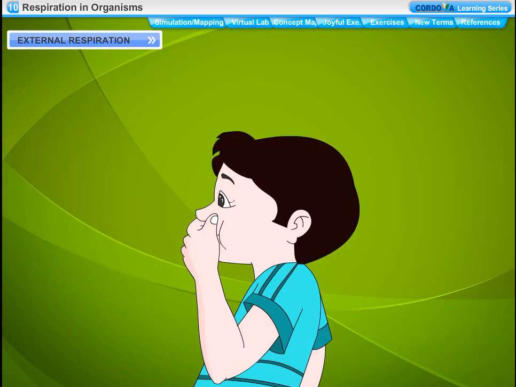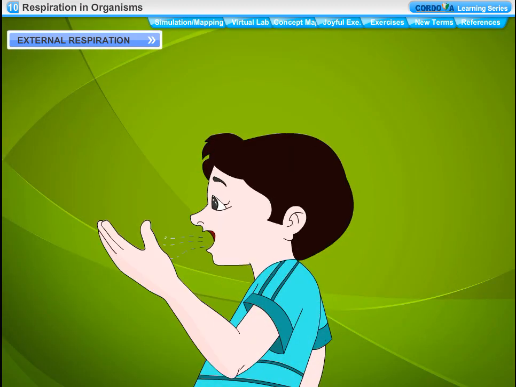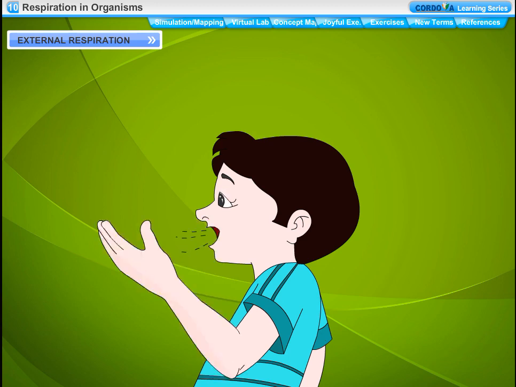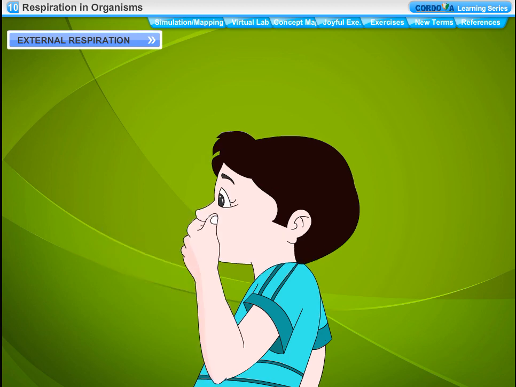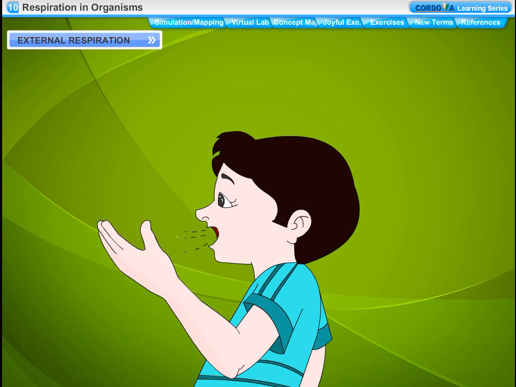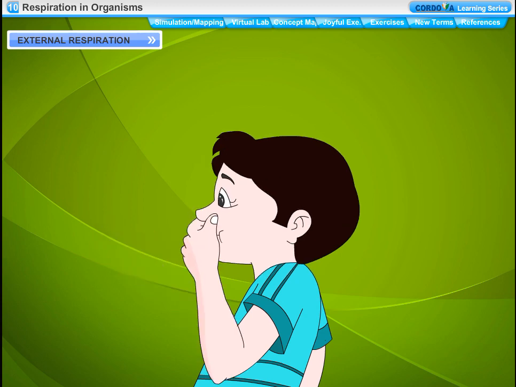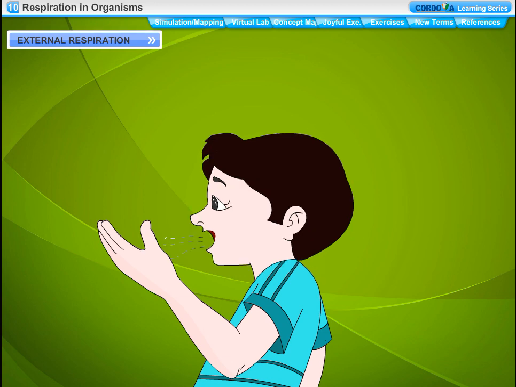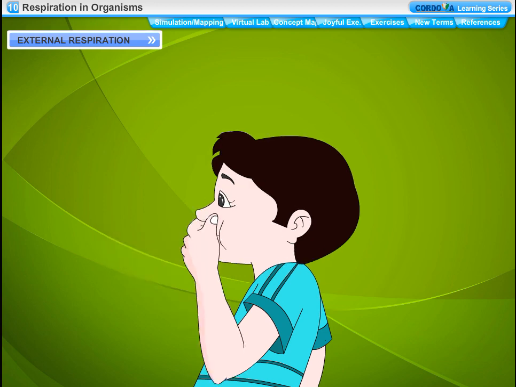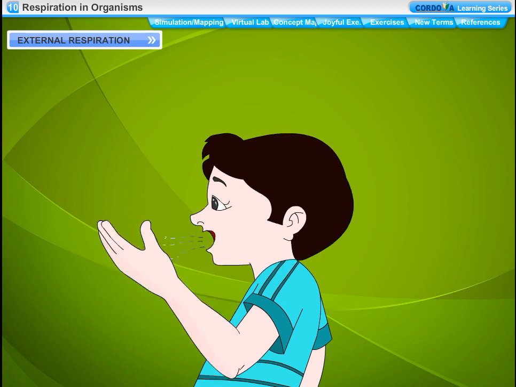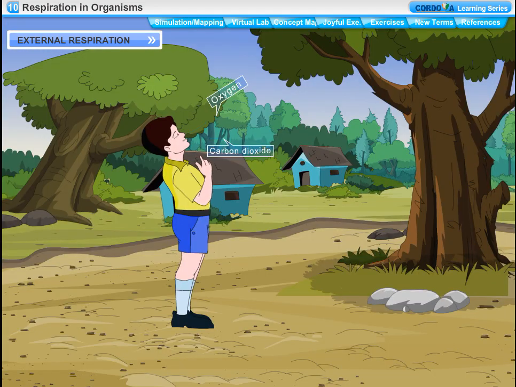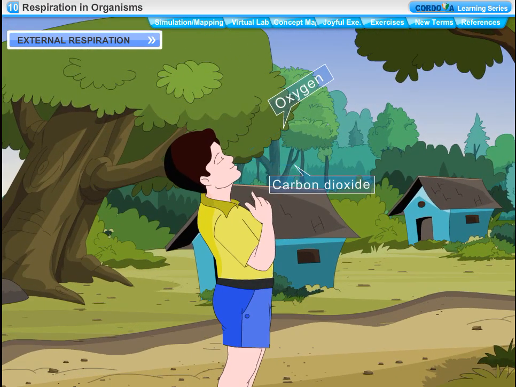If we close our nostrils and mouth tightly and look at a watch, we soon start feeling uneasy and cannot hold our breath even for a minute. We cannot live for more than a few minutes without breathing air. Breathing means taking in air rich in oxygen and giving out air rich in carbon dioxide by the living organisms with the help of their respiratory organs.